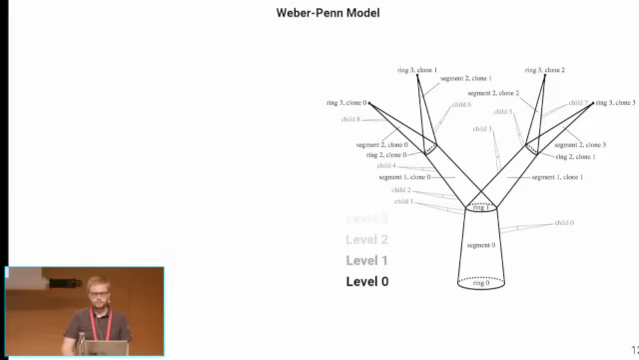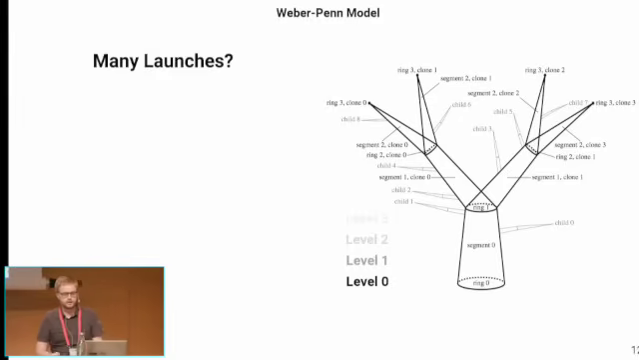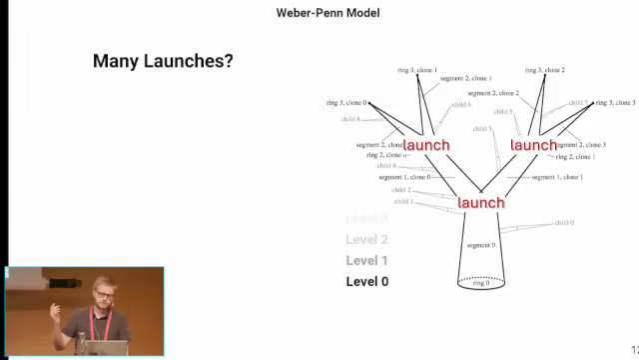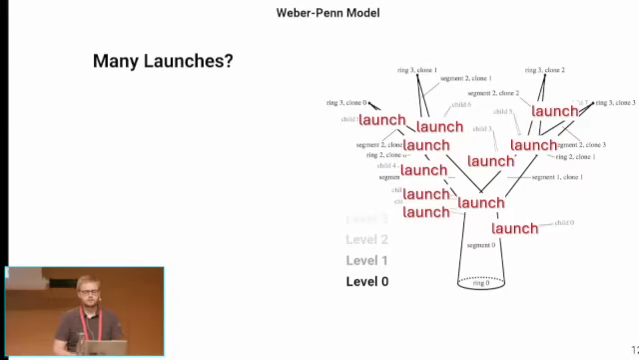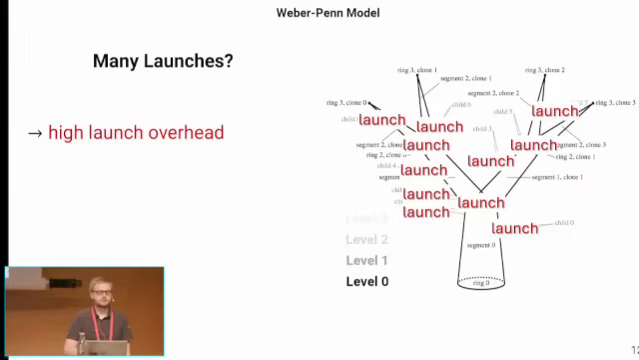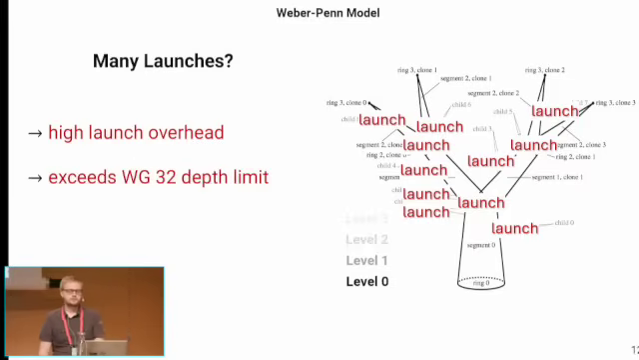So one thing we could do is launch new work every time we split, we just relaunch. And every time we have a child, we also launch, so many, many launches. But this comes with a couple of problems. First of all, launching is not for free, even with work graphs, so that would be fairly slow. And also with complicated trees, this would exceed the maximum depth of work graphs of 32. So this is not a solution for us.